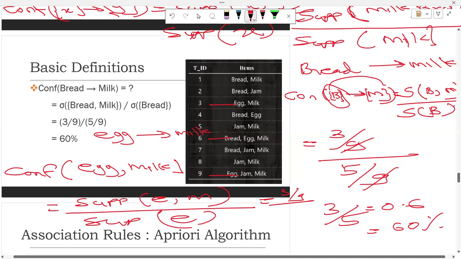How many transactions include egg? 1, 2, 3, 4 transactions. So 4 divided by 9. We can cancel this 9 and 9. 3 over 4 means 0.75. So the confidence is 75%: if a customer purchases egg, there is a 75% chance they purchase milk. That is the confidence. Did you get it?